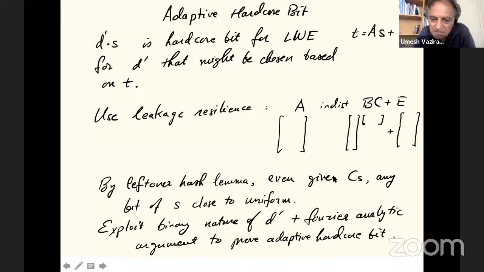Okay, so I'm going to move on to randomness generation now, but let me see if there are any questions. And actually, also, let me just see how much time I have.